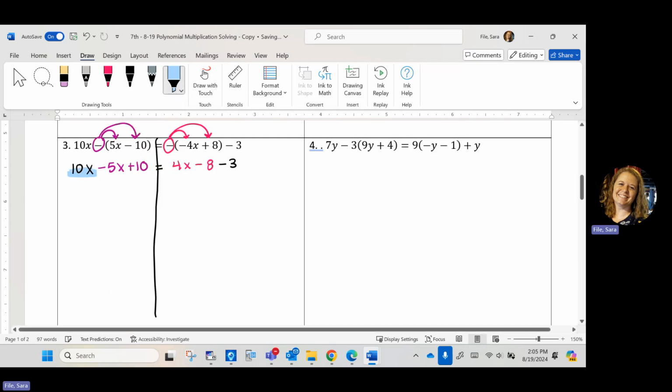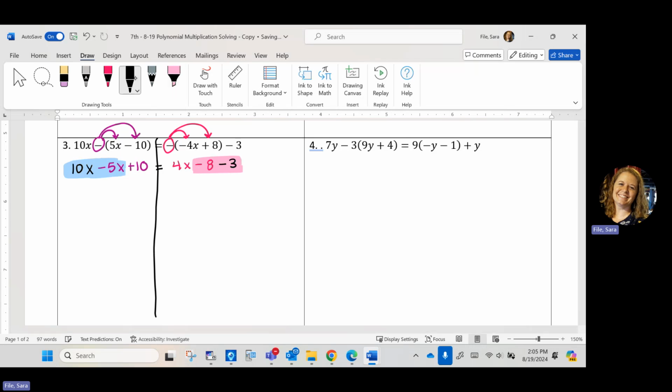I see some like terms on the left, 2x terms that can be combined. And on the right, I see constants that can be combined. So I'm going to combine like terms on each side. So here that's 5x plus 10. And here that's 4x minus 11.